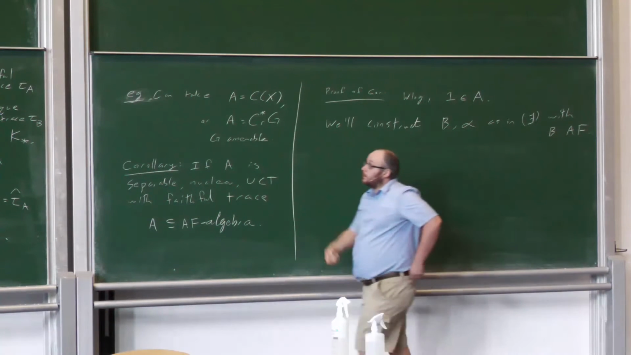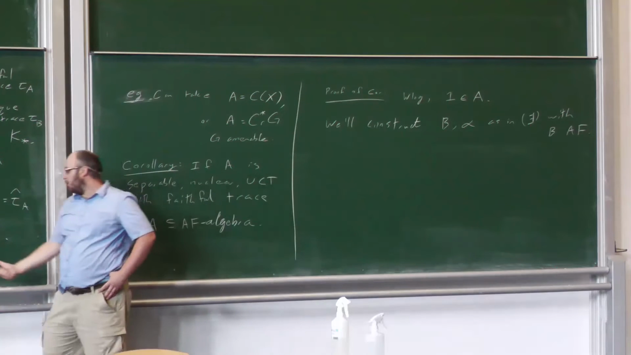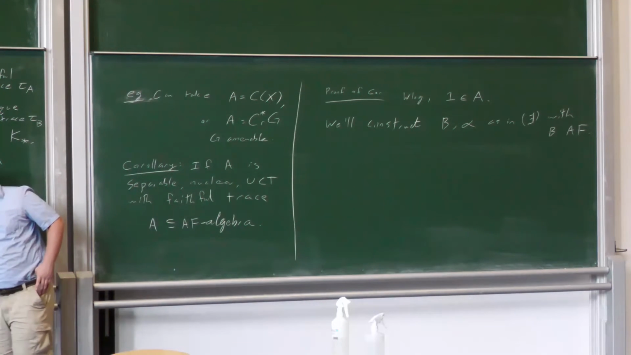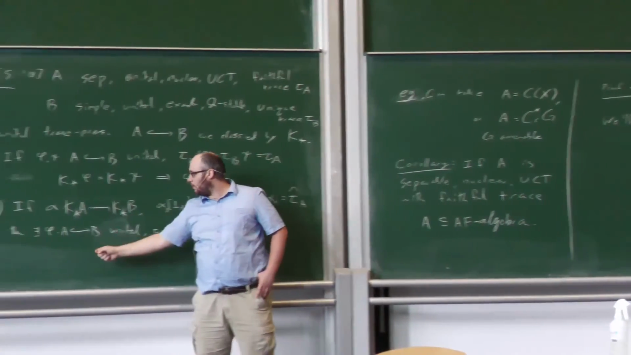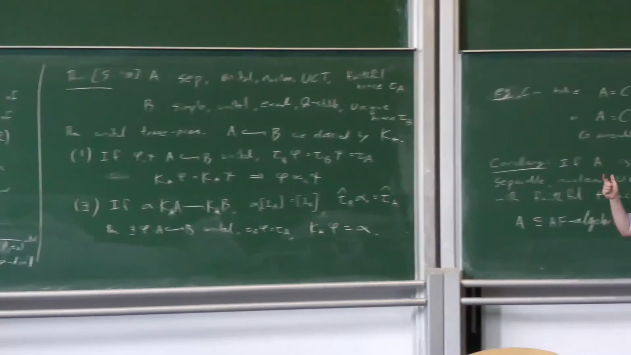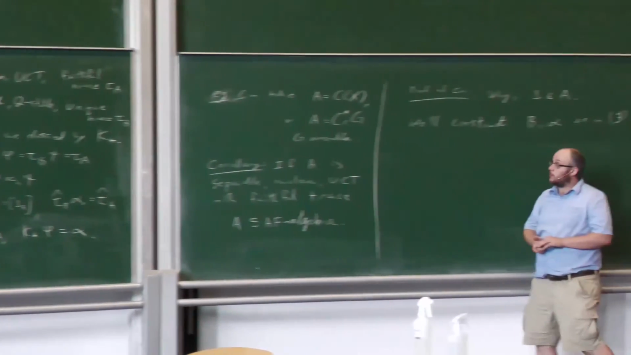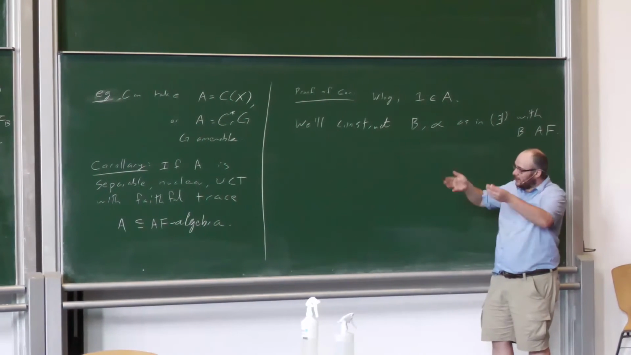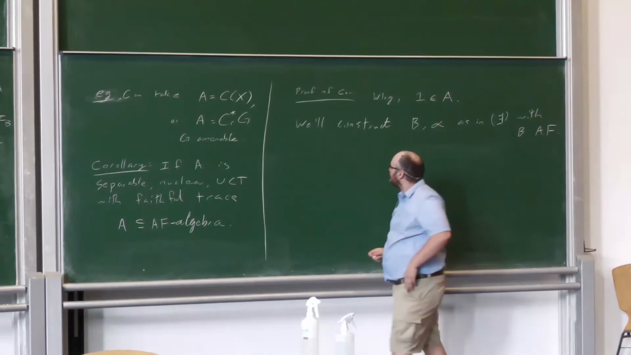So what the classification theorem is giving you is it's enough to find some sort of AF embedding on K0. If you can find the AF algebra B with all the properties above and this trace preserving map on K0, then it necessarily came from a homomorphism. So it's a problem of building this AF algebra in such a way that you can construct this K0 map.